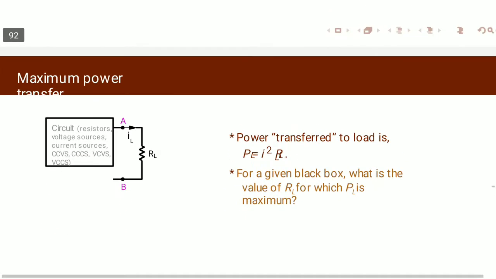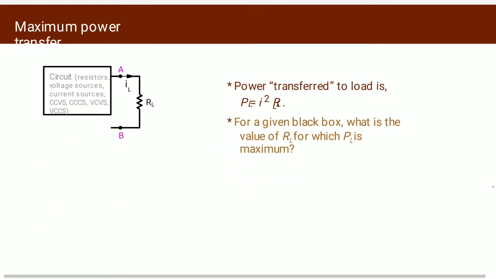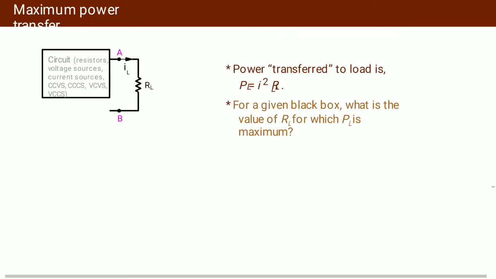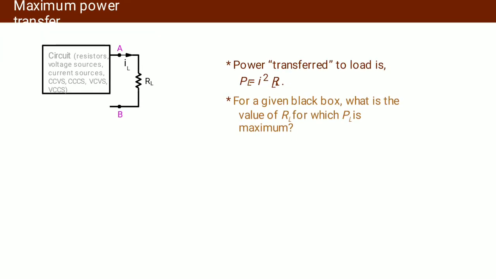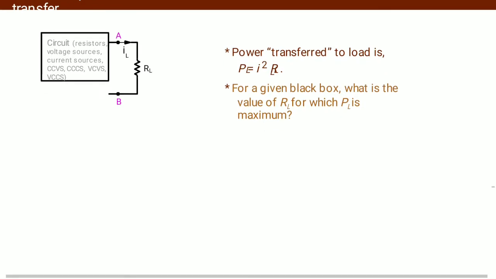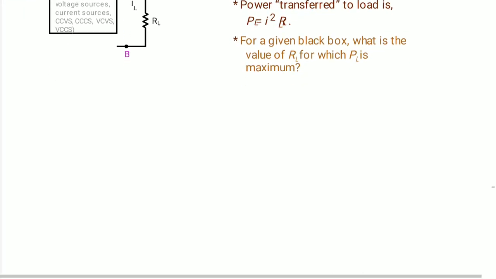So I square RL. The power transferred to the load is PL is equal to I square RL. For a given black box, what is the value of RL for which PL is maximum? They are asking what is the value of RL for which PL is maximum. So we have to determine these things.